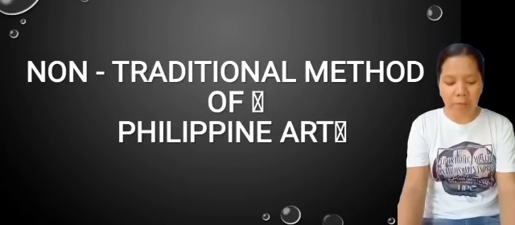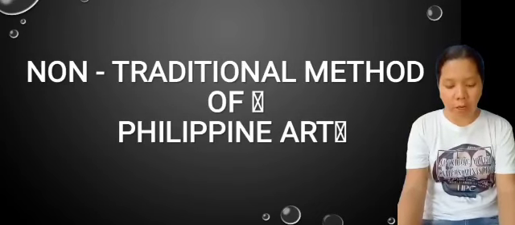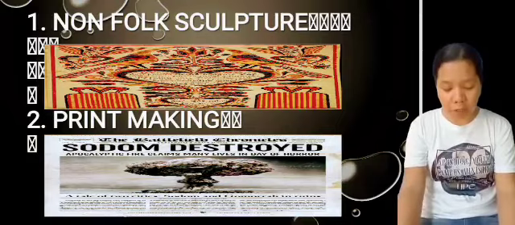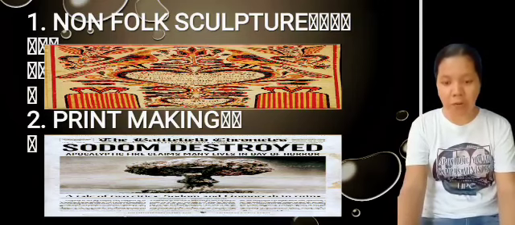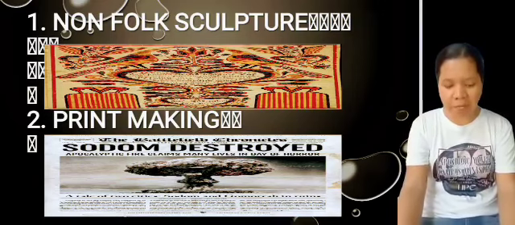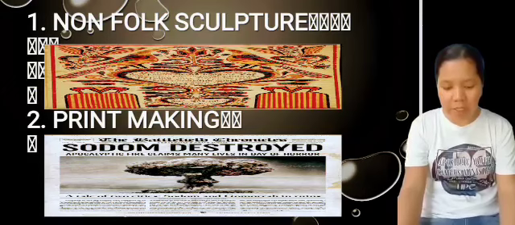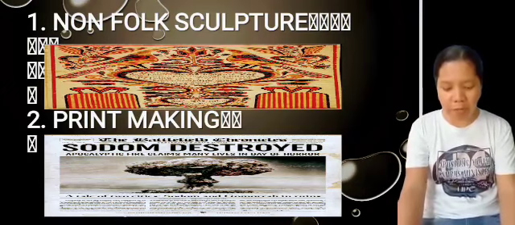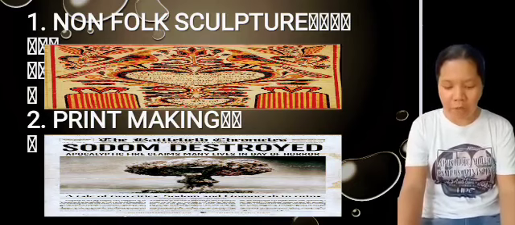There are 8 pictorial forms of non-traditional art. The non-folk sculpture of Daniel de la Cruz, an artist, Filipinas. Print making is an artistic process based on the principle of transferring images from a matrix onto another surface, most often paper or fabrics.